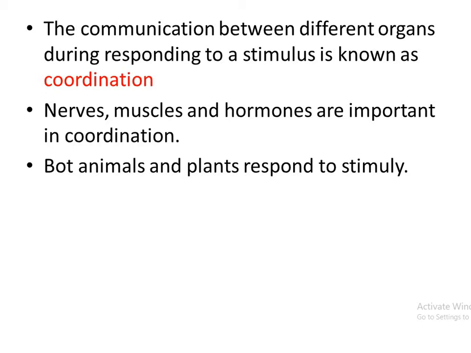And the communication between different organs during the response to a stimulus is what we call coordination. So it's like the foot, when immediately you prick a thorn, the skin is going to detect it, and then it's going to send a message to your brain saying, this one stepped on the thorn. Then the brain is sending a message to the foot and the muscles and the glands telling, immediately move it. So that is coordination, communication between different organs during a response to stimulus. Nerves, muscles and hormones are important in coordination. Both animals and plants respond to stimulus.